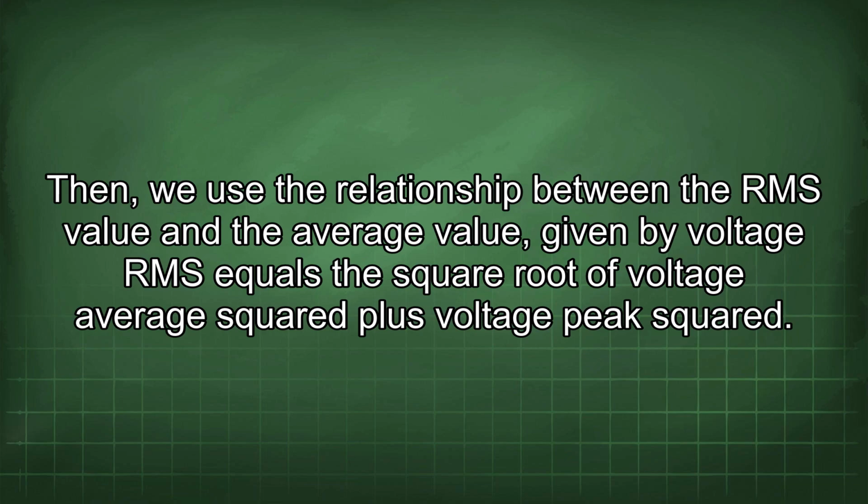Then, we use the relationship between the RMS value and the average value, given by V_RMS equals the square root of V_average squared plus V_peak squared.